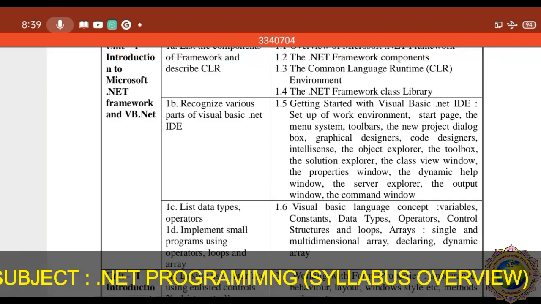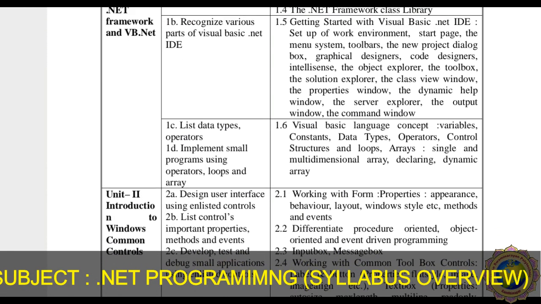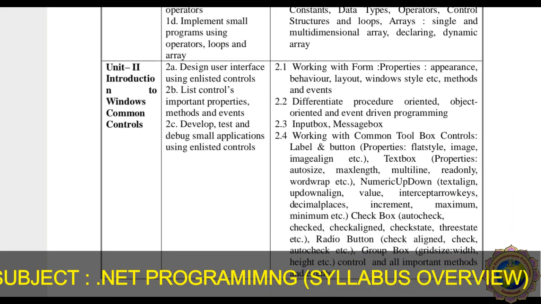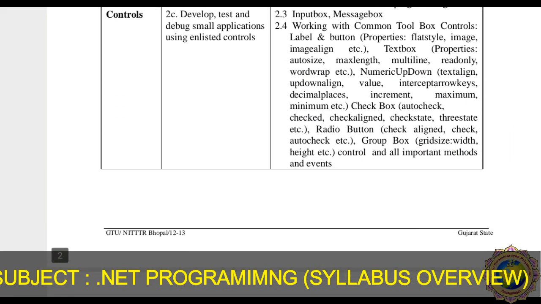Next, unit 2, introduction to Windows Common Controls. The major learning outcomes from chapter number 2 are to design a user interface using unlisted controls and list controls, their important properties, methods and events, and to develop, test and debug small applications using unlisted controls. And here this one is a subtopic from chapter number 2.